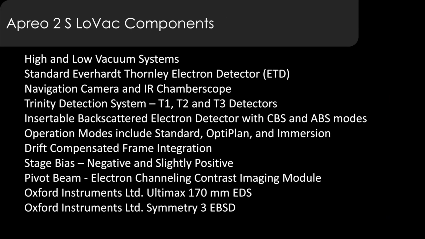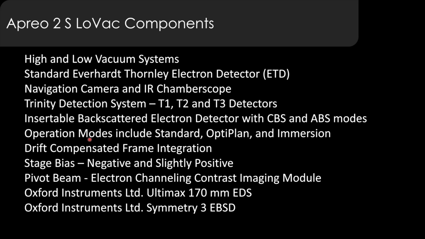So we have a lot of components on the system. We'll have the high and low vacuum systems. We have a standard ETD detector. We have a navigation camera and an infrared scope. One of the main things I'm going to be talking about today is the Trinity detection system within the microscope and the different detectors that we have with that. We also do have an insertable backscatter electron detector, which can be used in various modes.